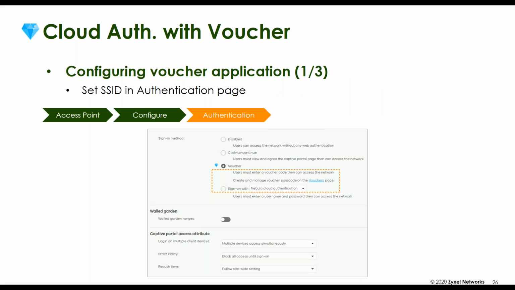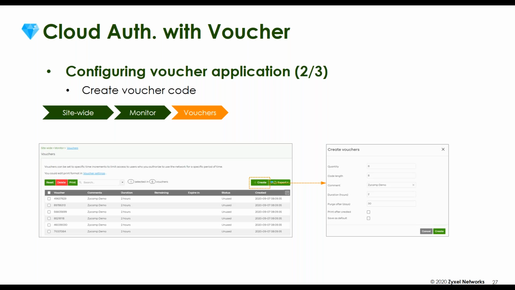So this is set up within the SSID authentication page. If you go into access point, configure, authentication, then you'll be able to select the voucher, and you can see there you can also manage the voucher by clicking on the vouchers hyperlink that's listed there as well. So how do we configure it? If you go to site-wide, monitor, and vouchers, which is another way of getting to it, you can click create on the right hand side.